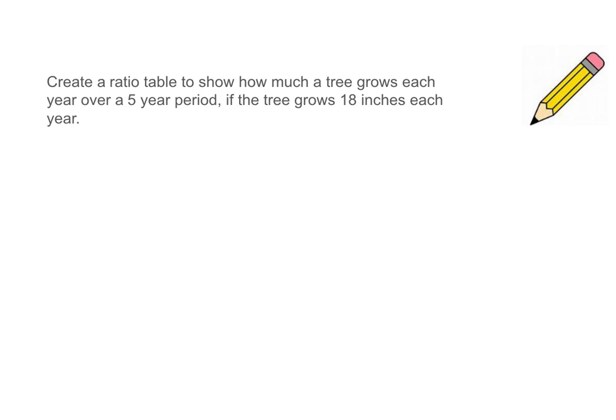In this example, it says create a ratio table to show how much a tree grows each year over a 5-year period if the tree grows 18 inches each year.